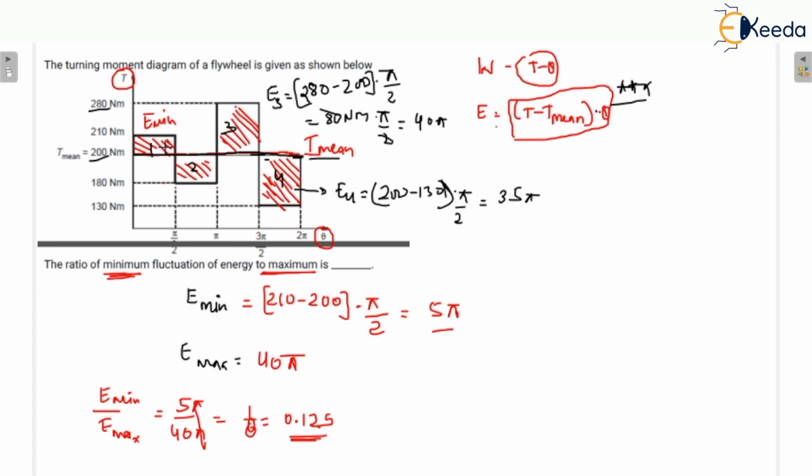If the question had asked for the ratio of the maximum fluctuation of energy to the minimum fluctuation, then our answer would be 8. But the question is not asking that. It is asking for the ratio of the minimum fluctuation to the maximum. So you must be careful about what is being asked. Read the question two or three times, and don't make a wrong answer or misunderstand what is asked. I hope you understand the solution of that question. Thank you.